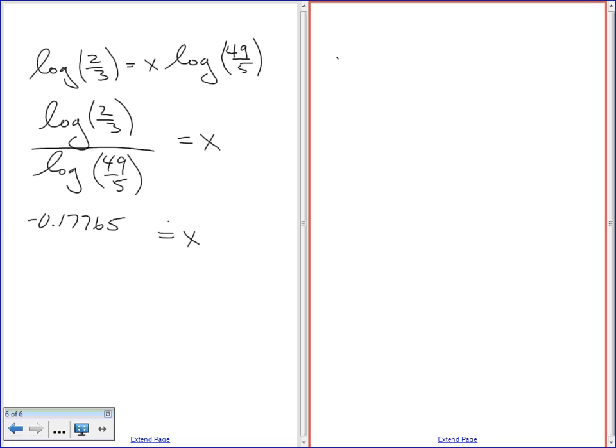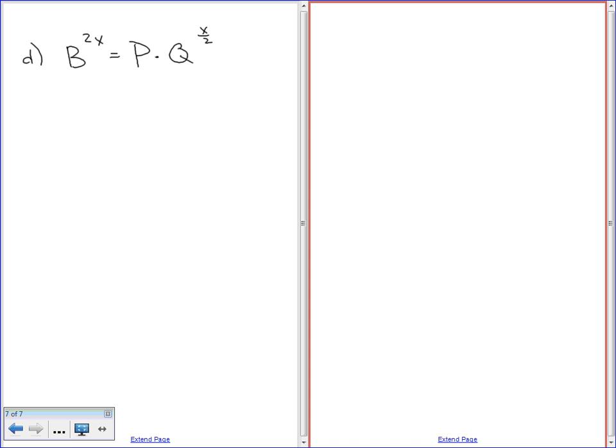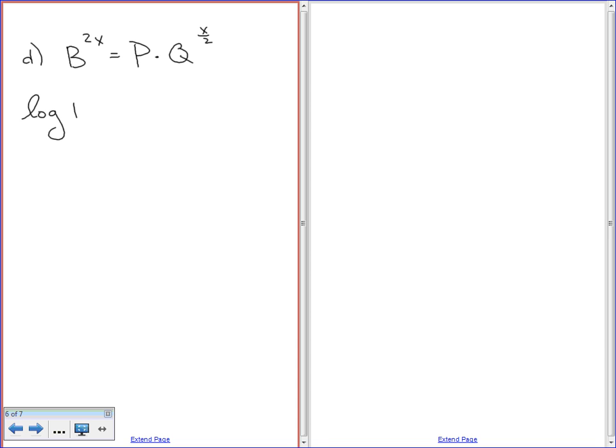Okay, so for the next one, I want you to solve for x. You're not going to be able to evaluate it because we're just going to be using variables. Again, the concept's exactly the same. Okay, so b to the exponent 2x equals p times q to the x over 2. I want to solve for x. So again, it's an exponential equation. As soon as you see it being an exponential equation, you know you take the log of both sides. That's the very least that you can start.